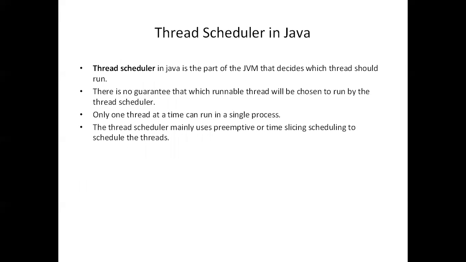Thread scheduler in Java. The thread scheduler in Java is a part of the JVM, or Java Virtual Machine, that decides which thread should run. There is no guarantee which runnable thread will be chosen to run by the thread scheduler. Only one thread at a time can run in a single process. The thread scheduler mainly uses preemptive or time slicing scheduling to schedule threads.